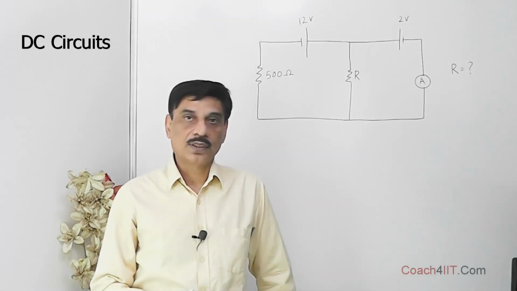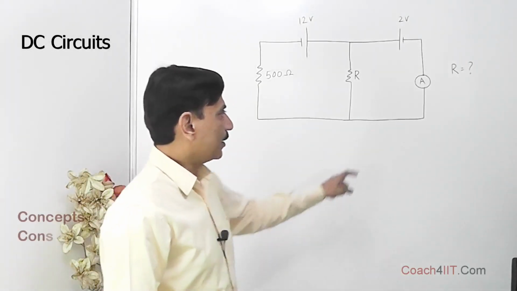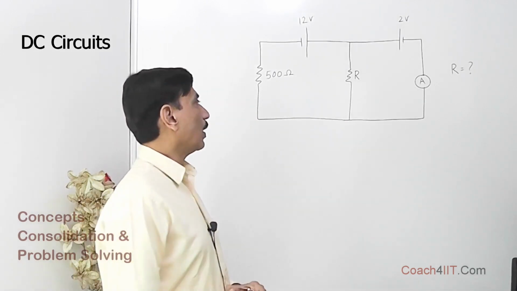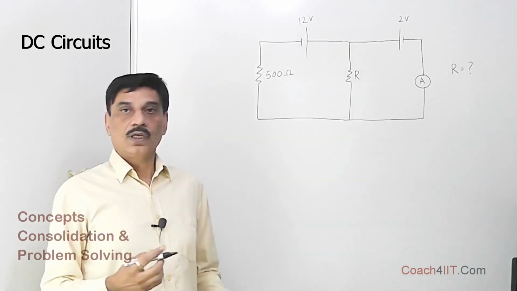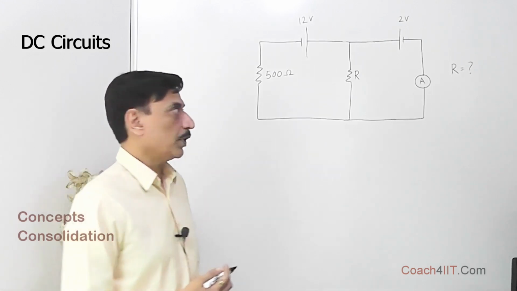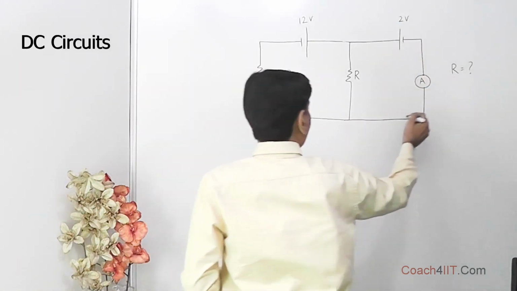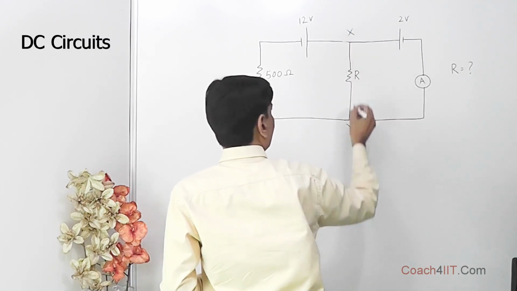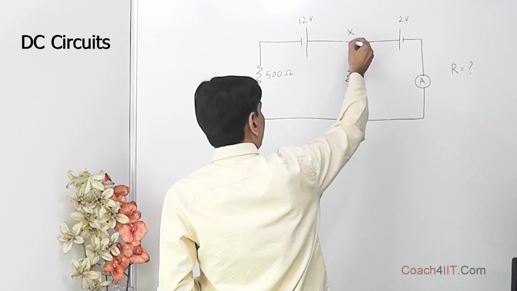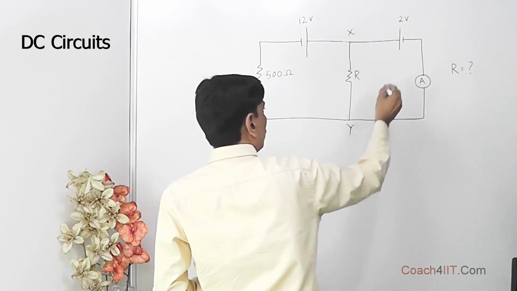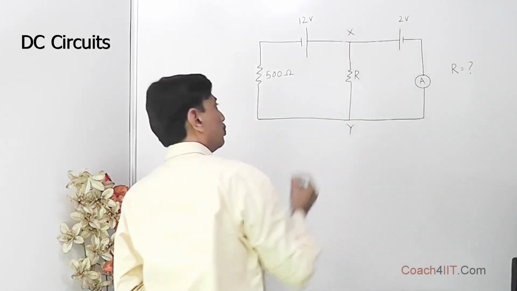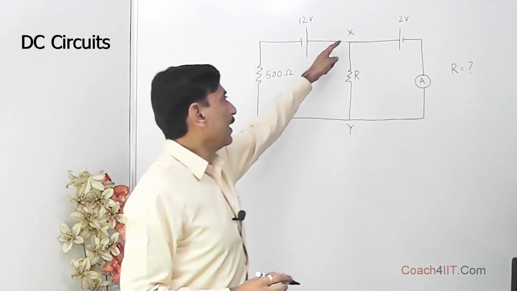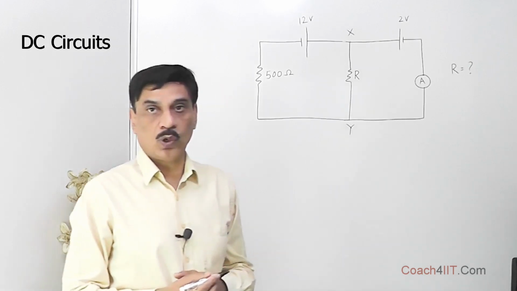In this network, it is observed that the emitter reading is 0, and we are asked what is the value of this resistance. If there is no current flowing in this arm, it means if we take these 2 points X and Y, the potential difference between X and Y should be 2 volt only, and X should be at a higher potential as compared to Y. That is, Vx minus Vy should be 2 volt.